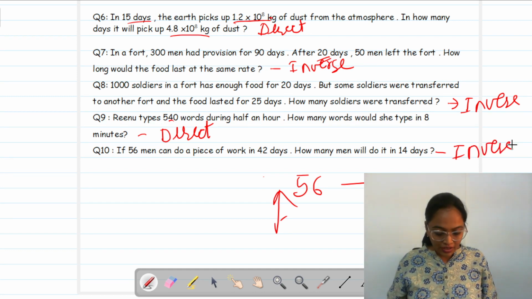Okay. Now I hope that all the questions are clear to you, that is, in which case you have to use direct variation and in which case you have to use inverse variation.